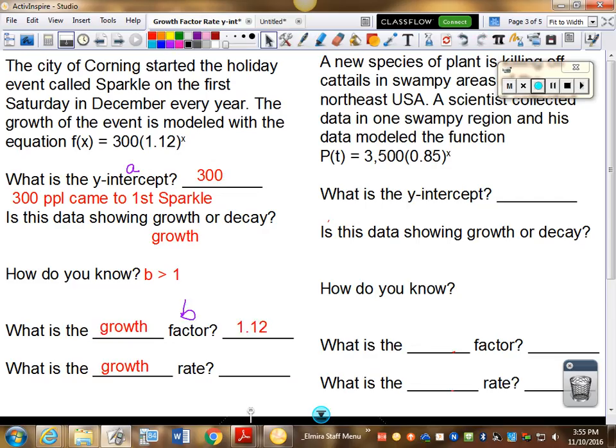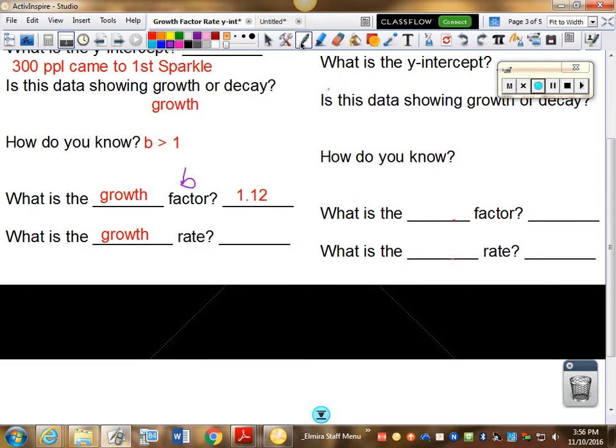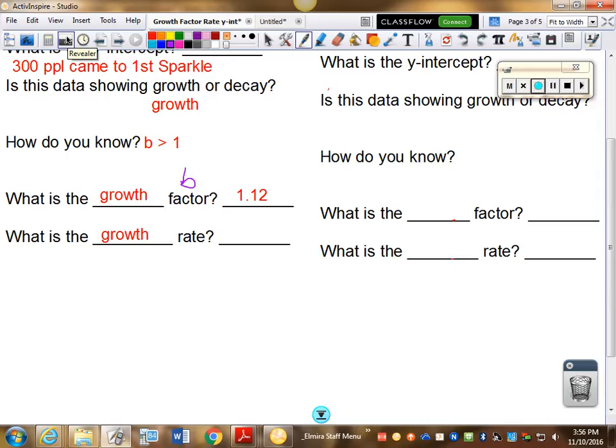Your growth rate, remember, let me turn that off. Your growth rate is 1 plus R for growth, so 1 plus R equals 1.12. So R equals 0.12, which is 12%.